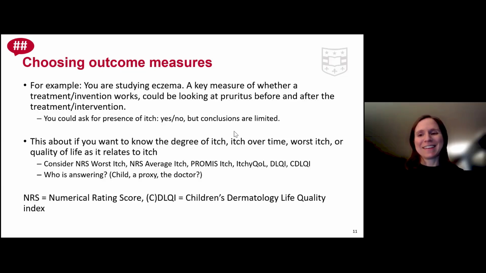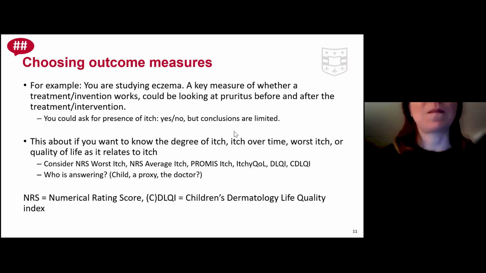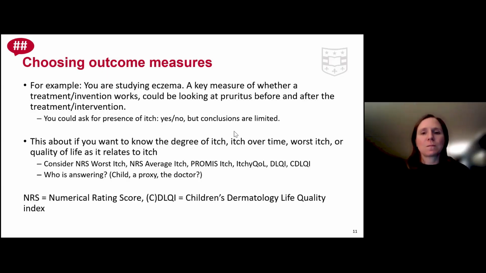I think that was good. Is there a good rule of thumb, and you may get to this, as to how many outcome measures are recommended per study?